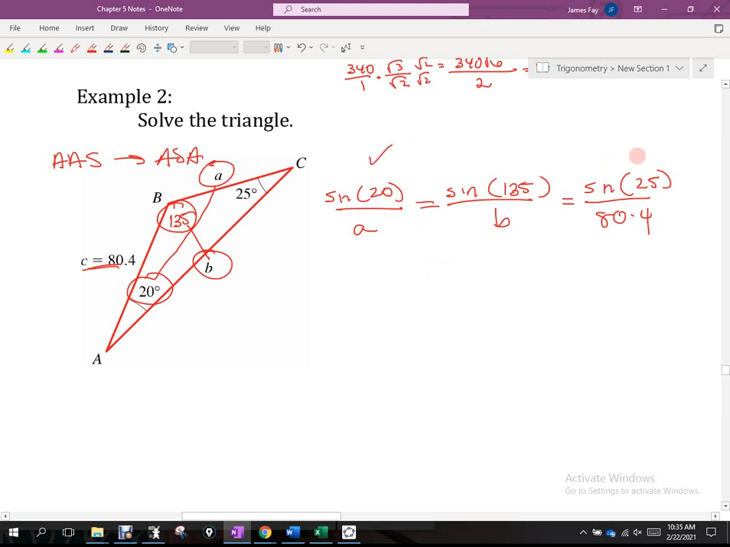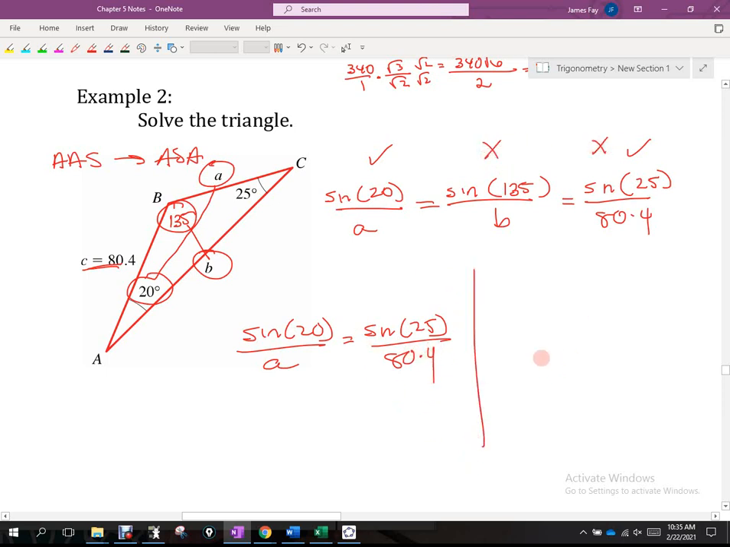Does it make sense that you're going to take that one and that one? So that gives you sine of 20 over A equals sine of 25 over 80.4. Does it make sense that you could also have taken that one and that one? So you get sine of 135 over B equals sine of 25 over 80.4.